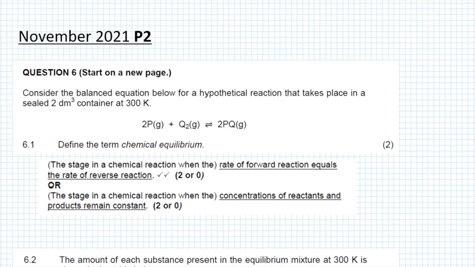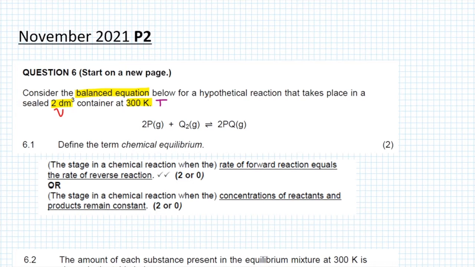This question deals with Le Chatelier's principle and chemical equilibrium. They say consider the balanced equation below for the hypothetical reaction that takes place in a sealed 2 decimeter cubed container at 300 Kelvin. We have been given the volume of the container and the temperature. The equation is 2P gas plus Q2 gas is going to form 2 moles of PQ gas.